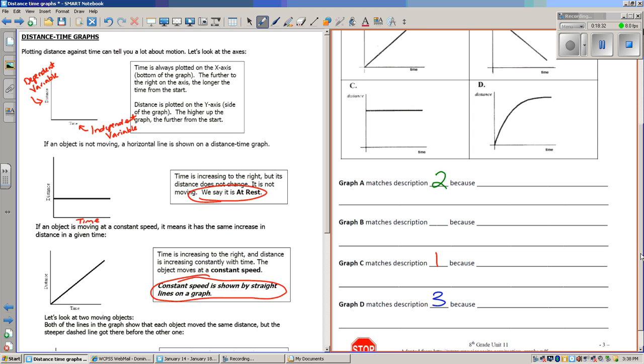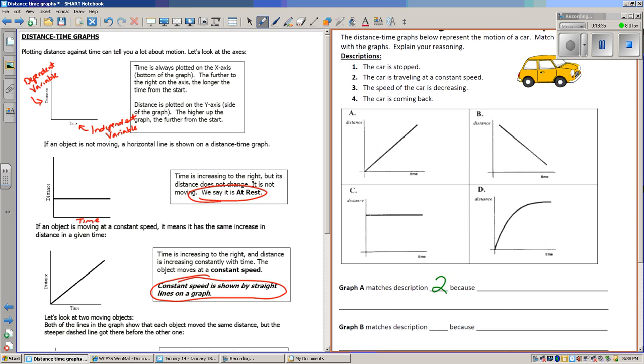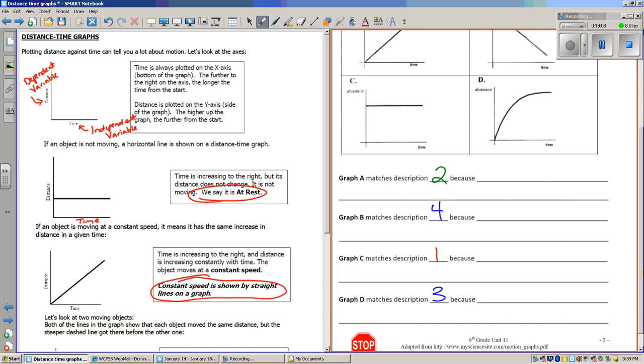All right, and then the only one left is graph B. So let's see if that matches 4. Sure it does. The car is coming back. We talked a lot about this in class today. Again, you guys came up with great scenarios. But to show that we're going back to our original location, the line would be going down. Okay, that doesn't mean you're going down a hill. It just means that you're going back to your starting point. The car is coming back. All right, so write all of that down.